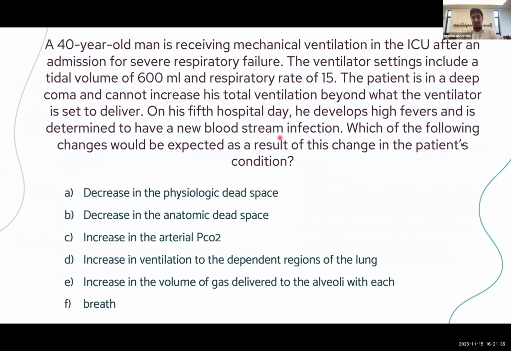So this is our very last question. We have a 40-year-old man who is receiving mechanical ventilation in the ICU after admission for severe respiratory failure. The ventilator settings include a tidal volume of 600 ml and a respiratory rate of 15. The patient is in a deep coma and cannot increase his total ventilation beyond what the ventilator is set to deliver. On his fifth hospital day, he develops high fevers and is determined to have a new bloodstream infection. Which of the following changes would be expected as a result of this change in the patient's condition?